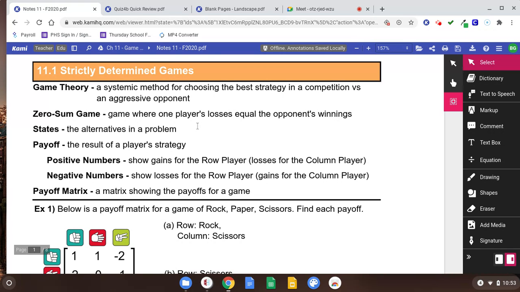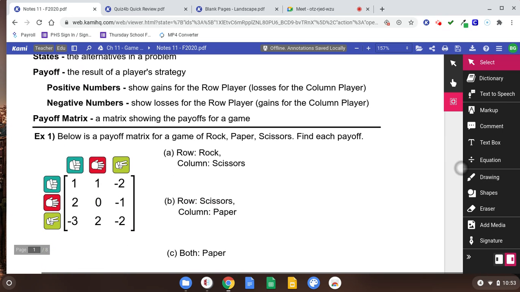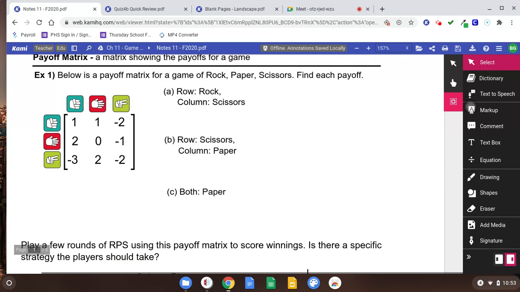States are the alternatives in a problem. Payoff is the result of a player's strategy. Positive numbers show gains for the row player and losses for the column player. Negative numbers show losses for the row player and gains for the column player. And a payoff matrix is a matrix showing the payoffs for a game. So you're going to want to learn those definitions. I know that was a quick rundown, but you might need to go back and look at them again.